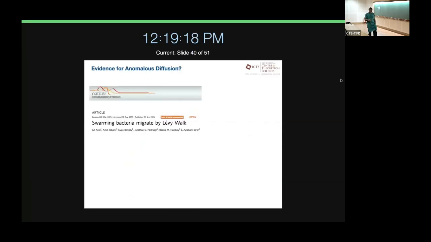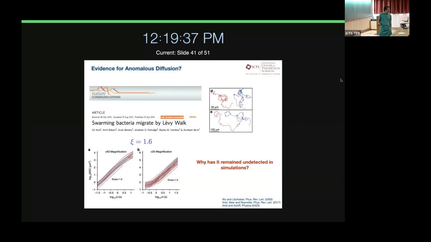When we were slightly worried about why this was happening, we went back to earlier experimental results, and there were two categories of experiments. Some said that bacteria show anomalous diffusion, some said bacteria do not show anomalous diffusion. So wherein lies the truth?